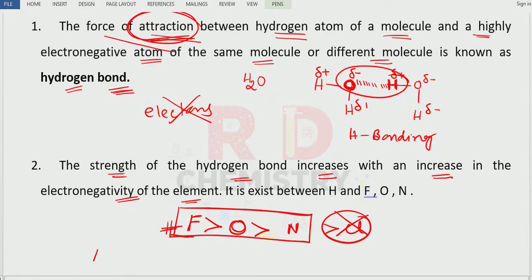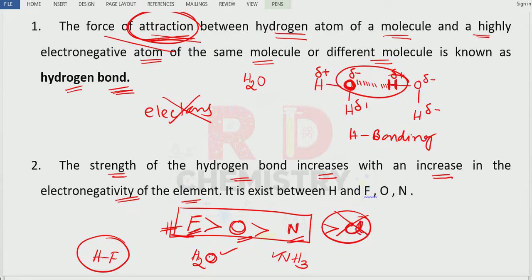For example, let me take HF. HF can form hydrogen bonding. H2O, hydrogen attached to oxygen, can form hydrogen bonding. Nitrogen attached to hydrogen, in the case of ammonia, can form hydrogen bonding. Remember, hydrogen must be attached to either a fluorine atom, oxygen atom, or nitrogen.